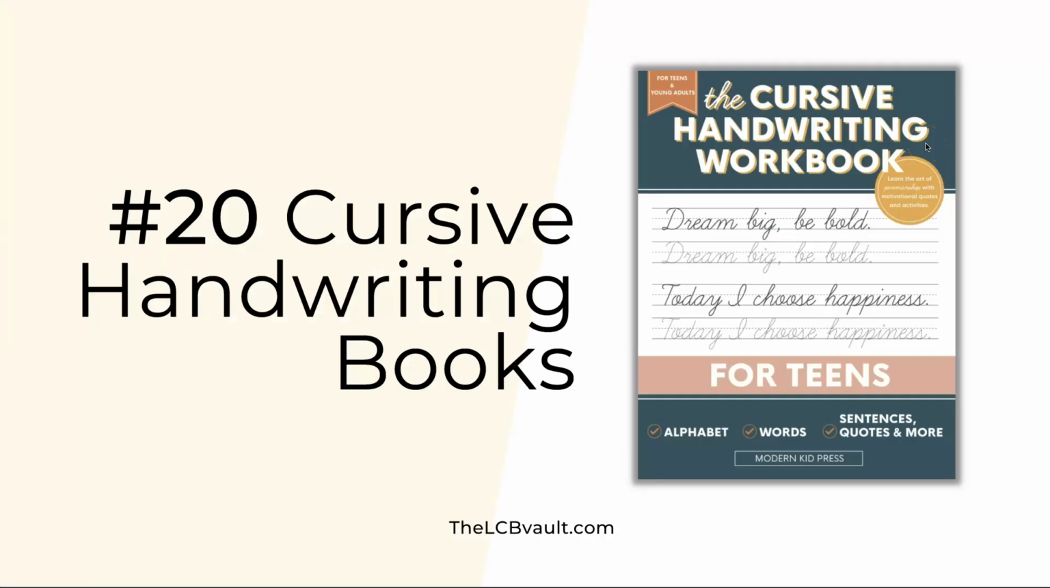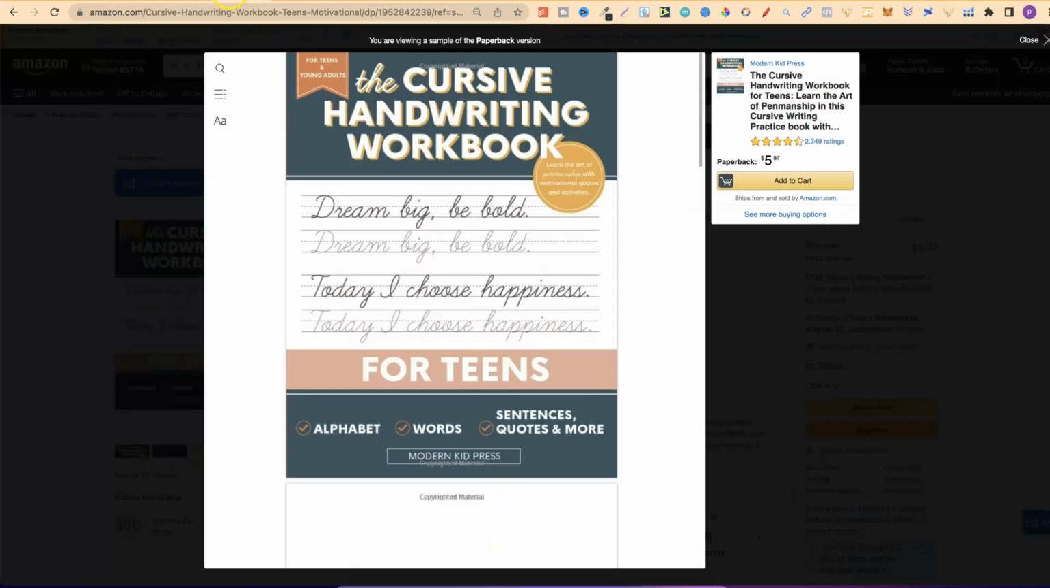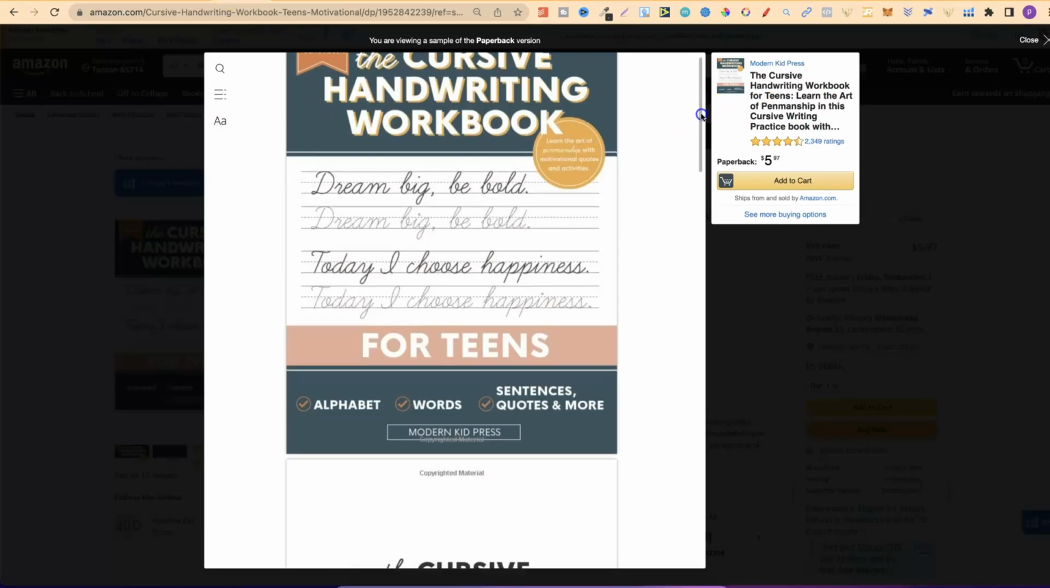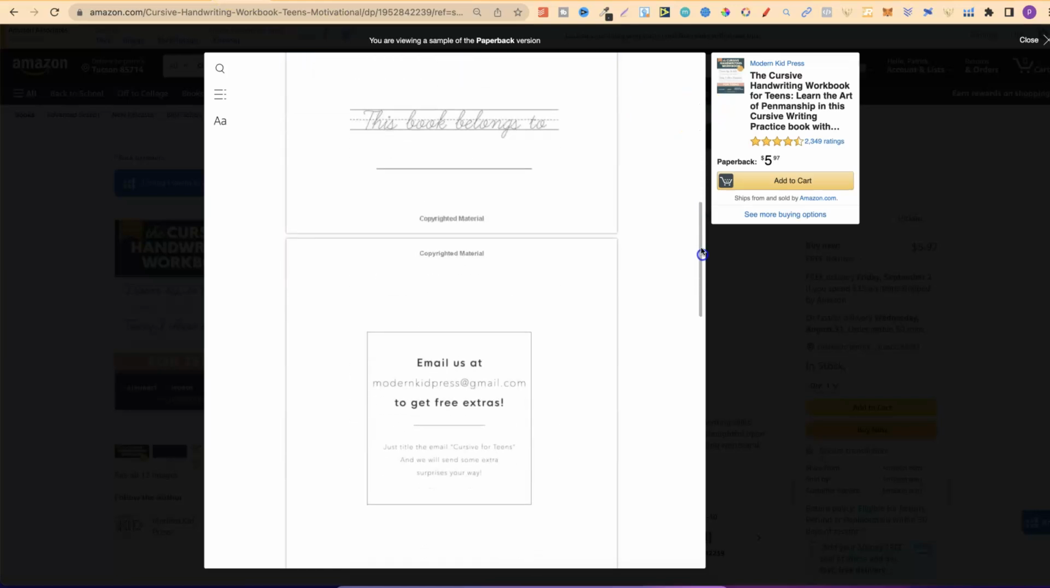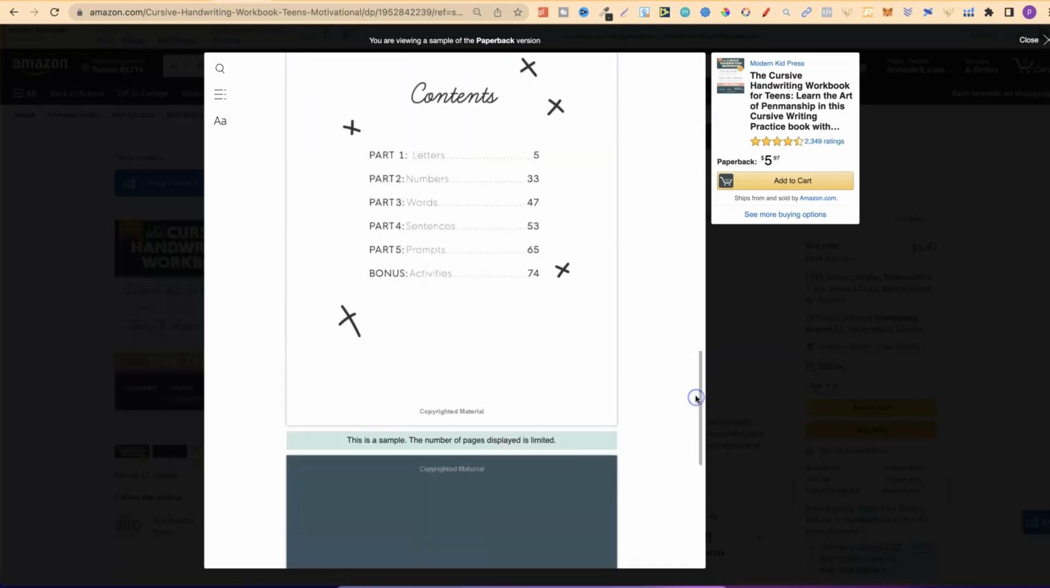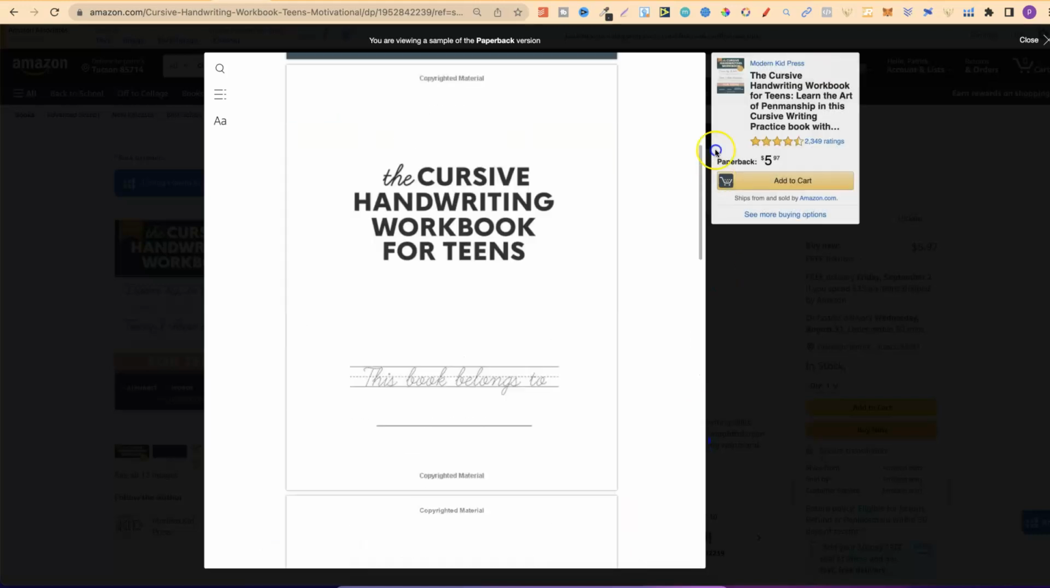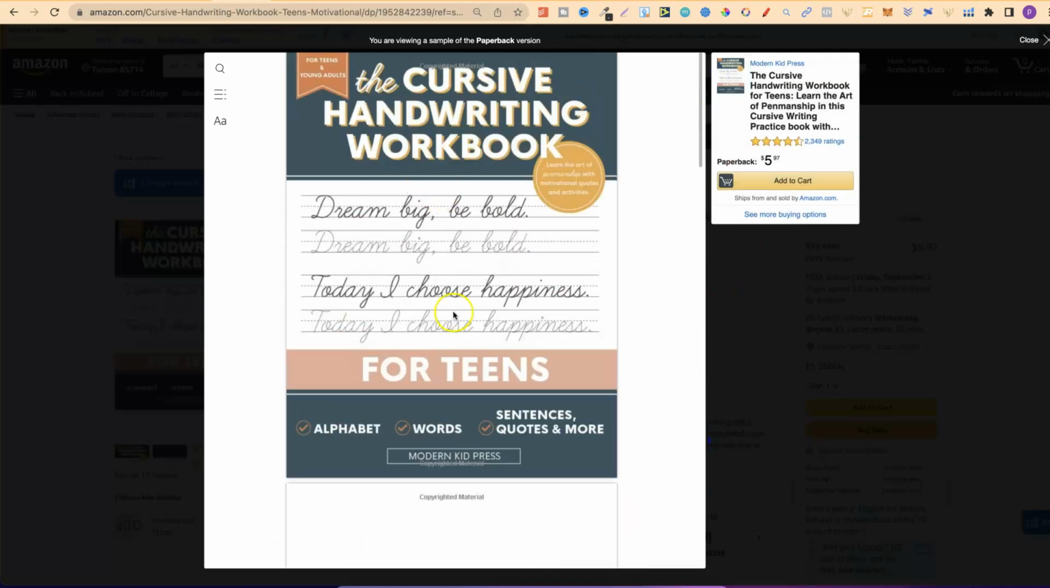Book number 20, and that's cursive handwriting books. So if we take a look at this, these are fairly simple as well. If we scroll down to round about here, we can't actually see the inside. So in fact, let's just look at the cover instead, because with cursive handwriting workbooks, you obviously need the pages like this to where you can practice that cursive handwriting.